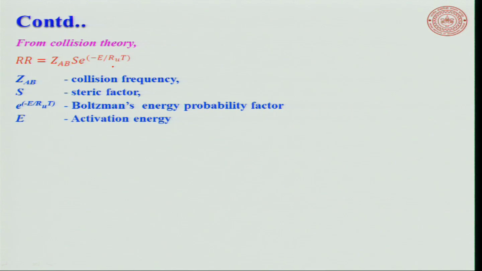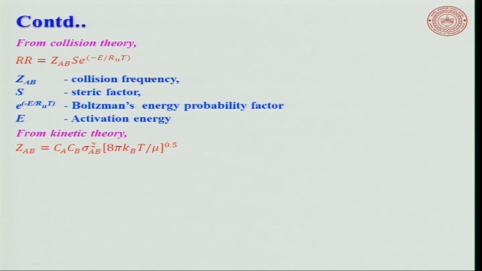So, from the collision theory we can find that our reaction rate is basically Z_AB times S, where S is the steric factor, and the probability is basically e to the power minus E by RT, where capital E is the activation energy. This is, of course, the Boltzmann energy probability factor, the steric factor, and the collision frequency. What is the frequency with which collisions will be taking place?